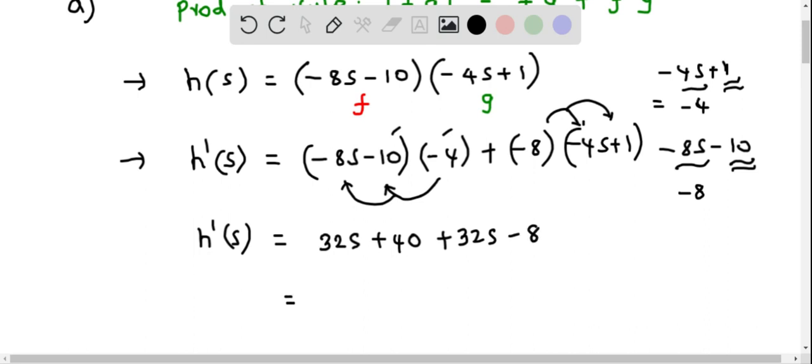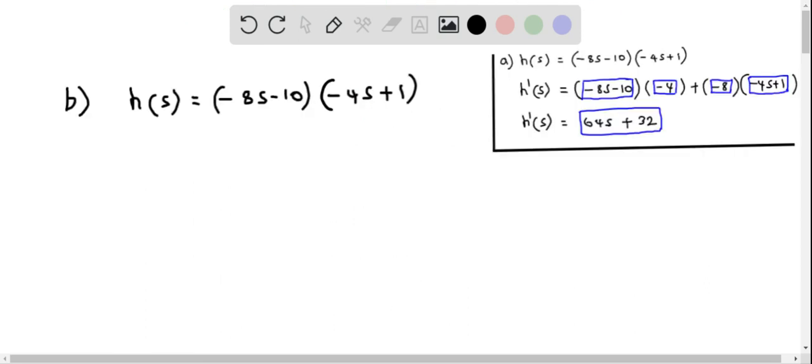And so this simply reduces to 32s plus 32s. These two are like terms. When we add them together, 32 plus 32 is 64, so it is 64s. Then 40 minus 8 is 32. So we get this expression 64s plus 32. And this is the derivative of h of s, which is h prime of s.